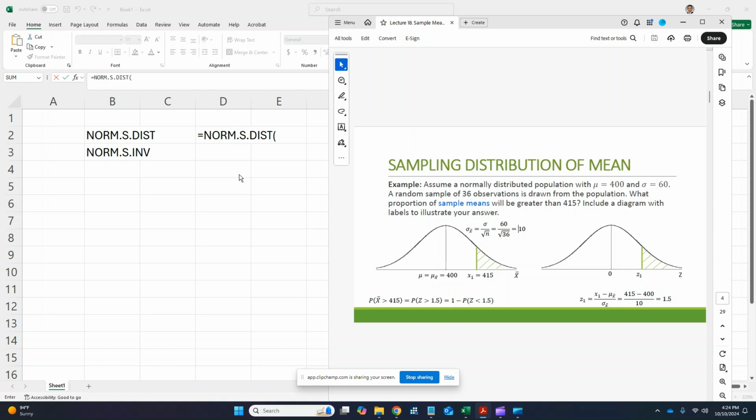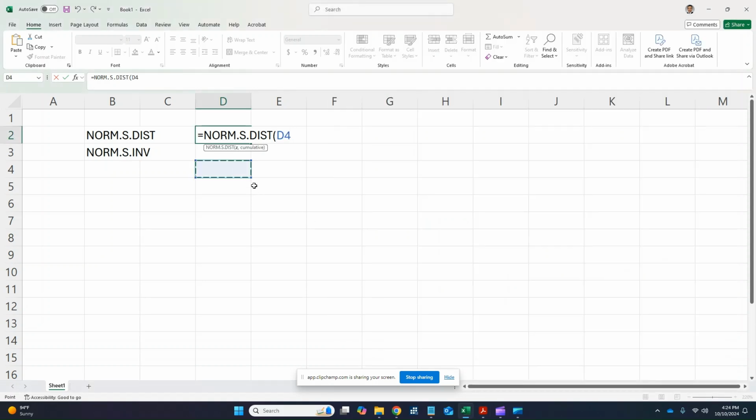In Excel, you can do this. Let's say here, 415 minus 400, the mean, and I have to open and close the parentheses. And then we divide this by 10, that's the standard deviation of the mean. We get 1.5.